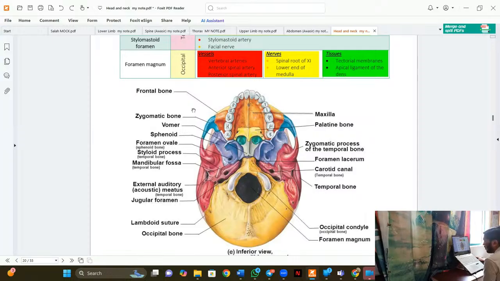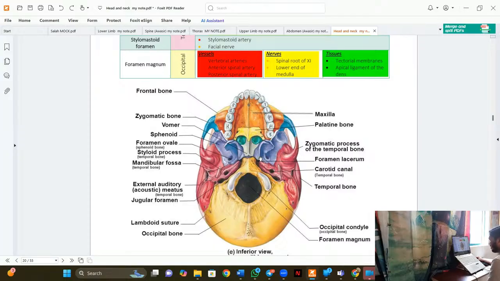Okay, this is the frontal bone, maxilla, palatine bone. Then this is the foramen ovale. We know the foramen ovale from the internal view, but from the outer side it is a little difficult. It is in the sphenoid bone, which has a butterfly shape. Then foramen lacerum.